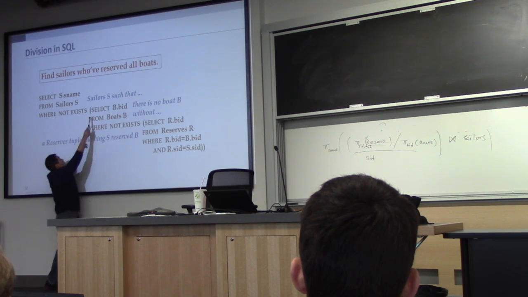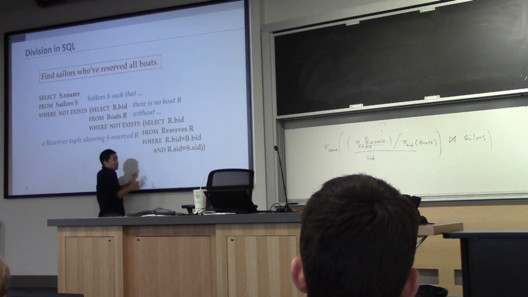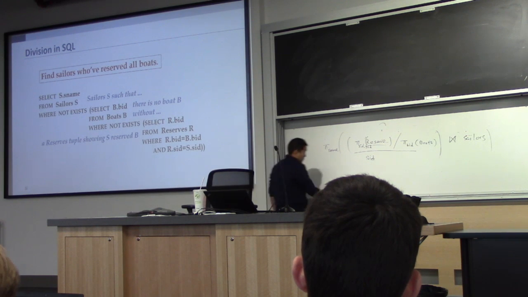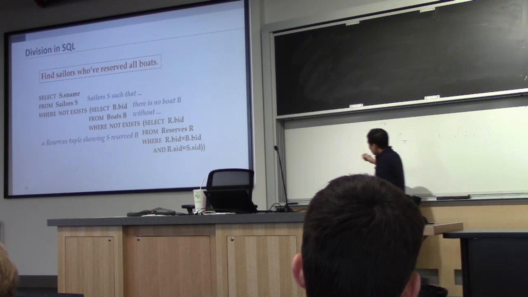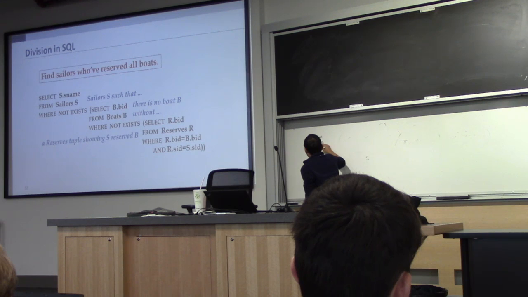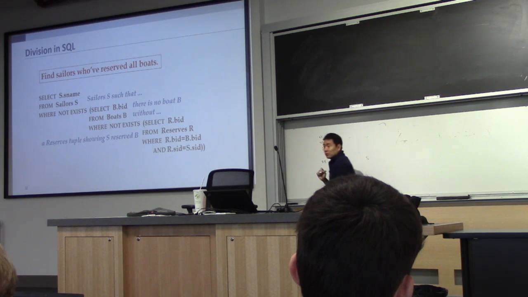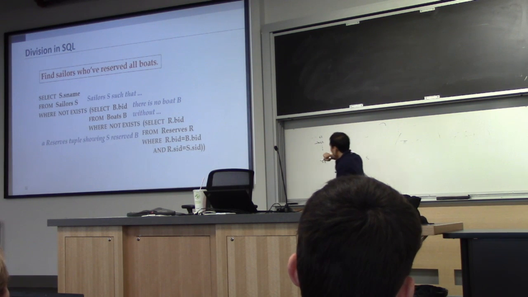What kind of sailors are we looking for? We are looking for sailors who reserved all boats. But that is essentially the same as saying we are looking for sailors such that there's no boat he or she has not reserved. So it's a double negation logic, right?